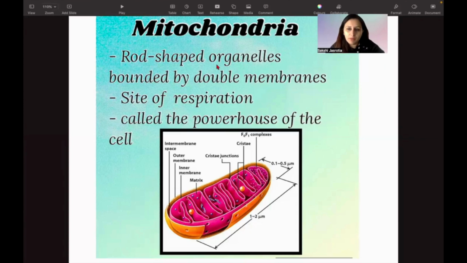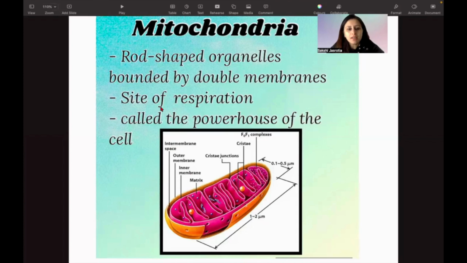Okay, so now we come to the next organelle, that is the mitochondria. Mito means thread and chondria means granules, right? So these are rod-shaped organelles. Why are they called rod-shaped? Because they are very minute and microscopic. They are bounded by a double membrane. As you can see clearly in the diagram, the orange one is the outer membrane and the pink one is the inner membrane, as it is mentioned over here also. And there is a space in between, which is called intermembrane space, right?